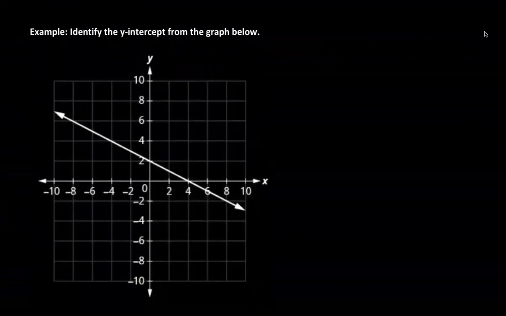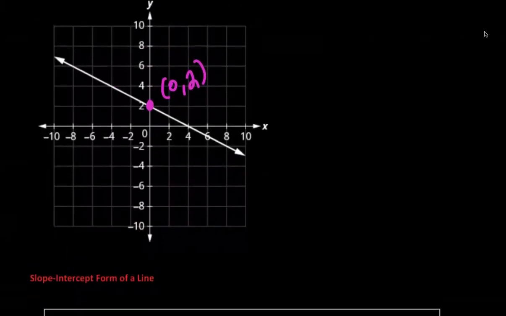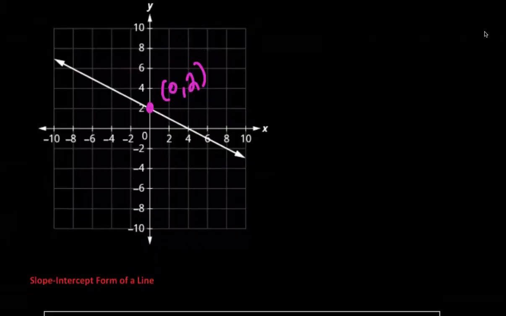Identify the y-intercept from the graph below. This would be the y-intercept. Its coordinate point would be (0, 2). Just for practice, let's identify the x-intercept, which would be right here. And that coordinate point would be (4, 0).